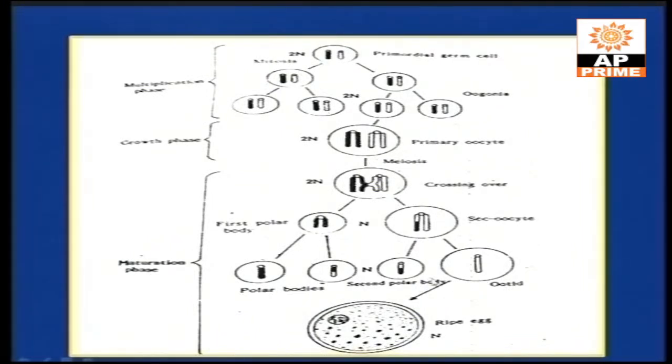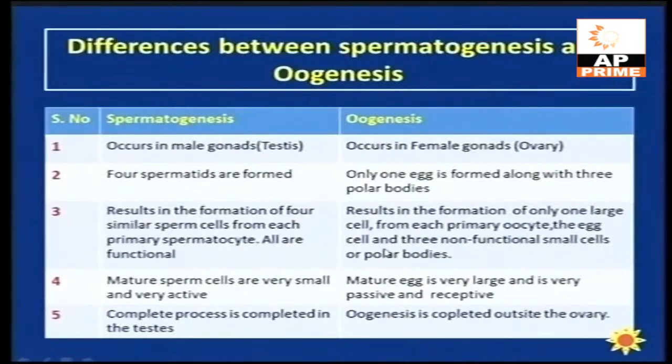Gametogenesis we have seen, but what are the major differences between spermatogenesis and oogenesis will be discussed now. Spermatogenesis takes place in the male gonads, that is the testis, whereas oogenesis takes place in the female gonads, that is the ovary.